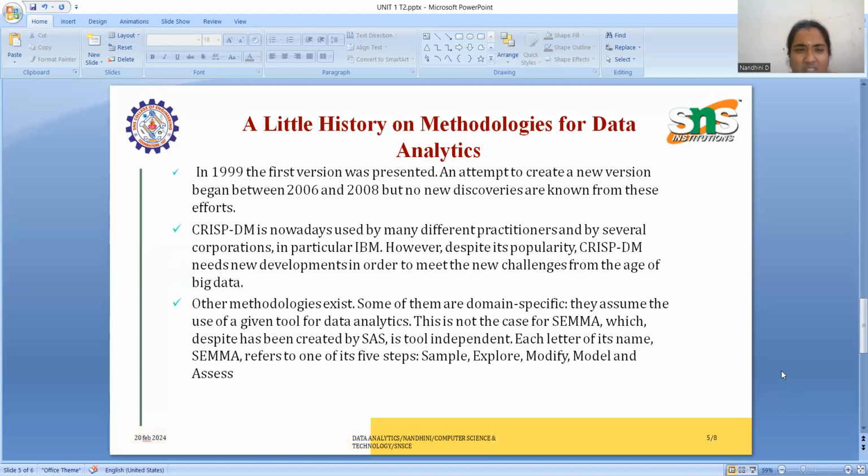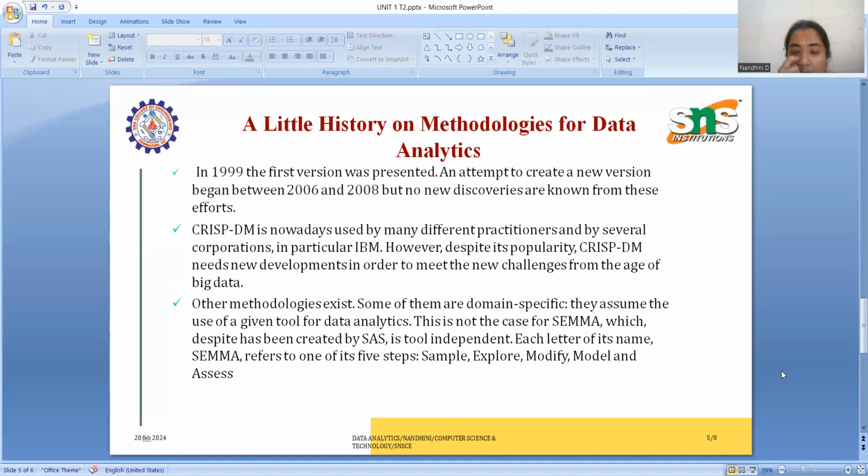Next, we have seen that in 1999 the first version was presented. After 2016 and 2018, a new version was directed. Then we have seen the CRISP methodology. CRISP stands for cross industry standard process for data mining. DM stands for data mining.